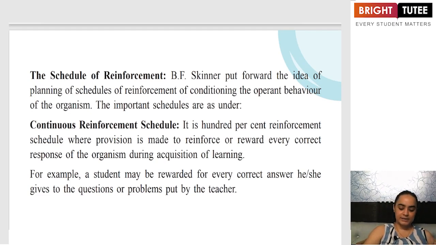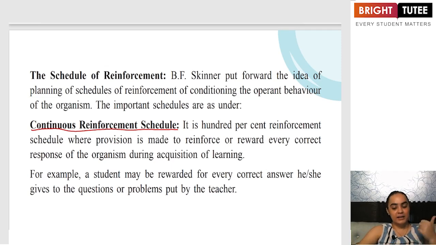The first one is the continuous reinforcement schedule. As the name suggests, this schedule is when a reward or a praise or a good word is given to a learner regularly. For every correct answer the child gives, he is going to get a candy. If the child gives 100 correct answers a day, he'll get 100 candies. If he gives 200 correct answers a day, he'll get 200 candies. So this is in continuity. For every correct response, the person is going to get a reward.